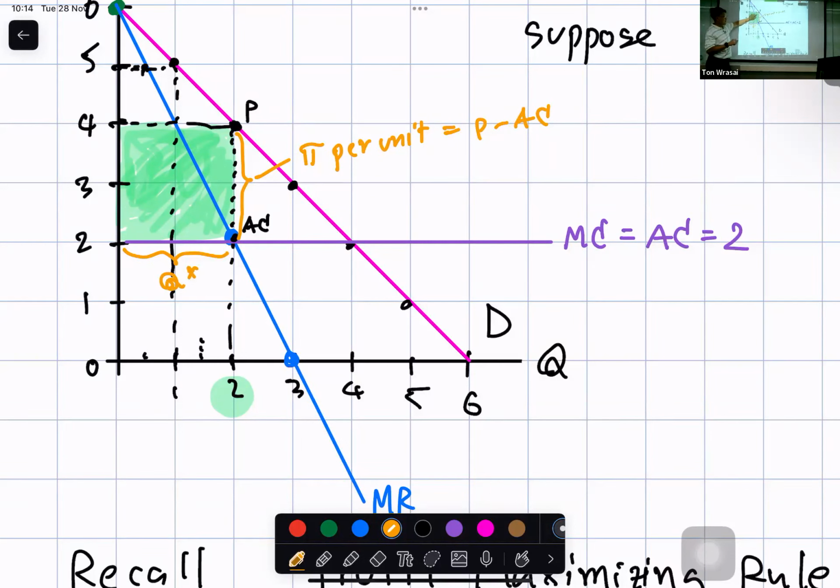When we project upward here, when we evaluate at Q 2, price is 4, cost per piece is 2. This gap would be profit per piece. And this gap, unit price minus unit cost, times Q. So this area is monopoly profit. Easy case.